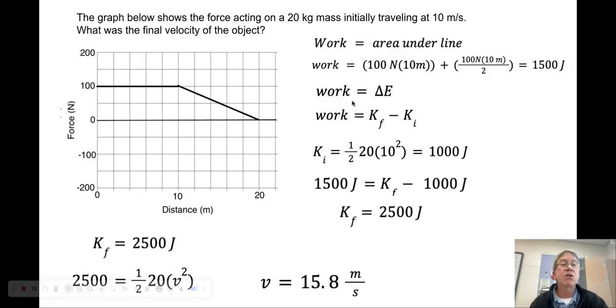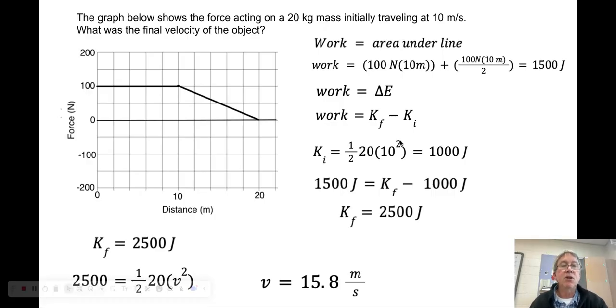Now remember, work equals change in energy. The energy in this case is kinetic energy. That's the only one I've talked about yet. So delta always means final minus initial. So the work that was done, which is 1,500 joules, is going to equal the final kinetic energy minus the initial kinetic energy. Now, how much kinetic energy did I start with? What was my initial kinetic energy? Well, my initial kinetic energy would be 1/2 mv squared. So 1/2 mv squared gives me 1,000 joules worth of kinetic energy I started with.